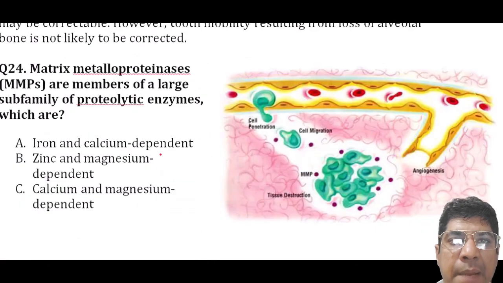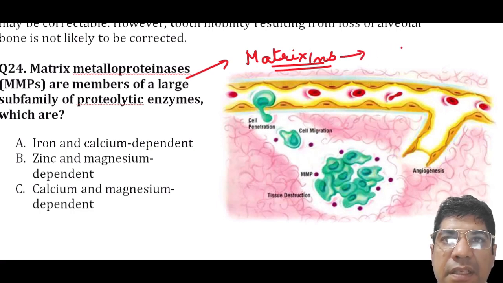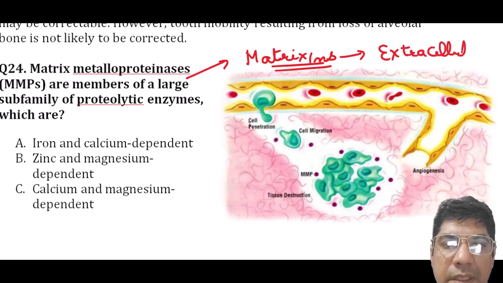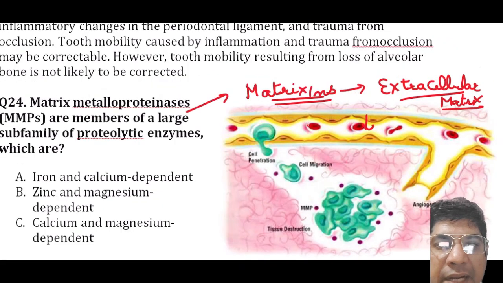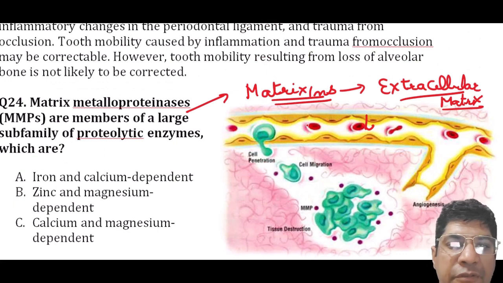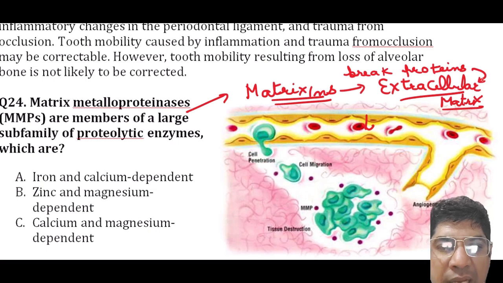Matrix metalloproteinases are members of a large subfamily of proteolytic enzymes. We know that they are also known as matrixins. Remember, these matrixins play an important role in the breakdown of extracellular matrix. That is a network of proteins that provide structure and support to the various tissues. So MMPs are enzymes that can break down different types of proteins present in the extracellular matrix. They are involved in processes like tissue remodeling and repair.